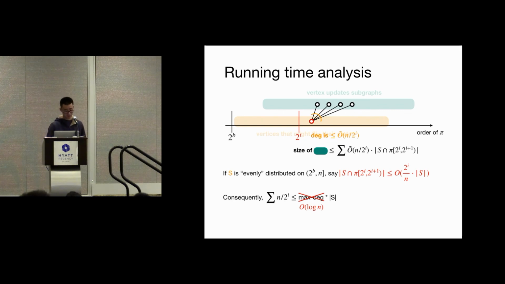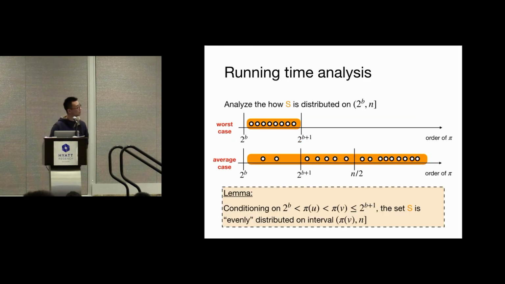Therefore, if this yellow set is evenly distributed along this axis, let's say it behaves like a random subset, then we can kill this extra maximum degree factor and replace it with a logarithm, and this would give us the desired bound. So in summary, the key to the analysis is we need to study how this set S is distributed along this axis. Namely, although in the worst case the set S could be packed entirely within this very narrow interval, we argue that the average case, where S is evenly distributed, is the more common case. And yeah, that's all.